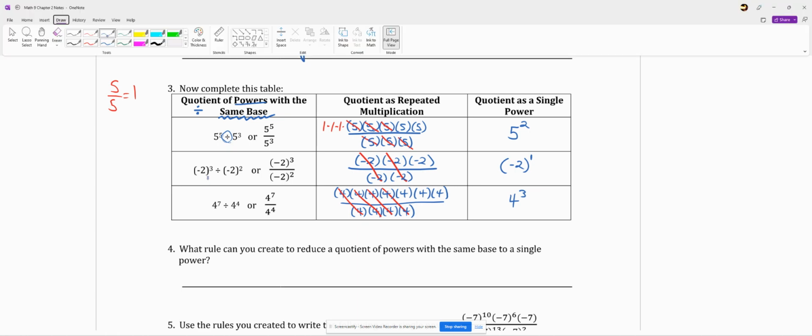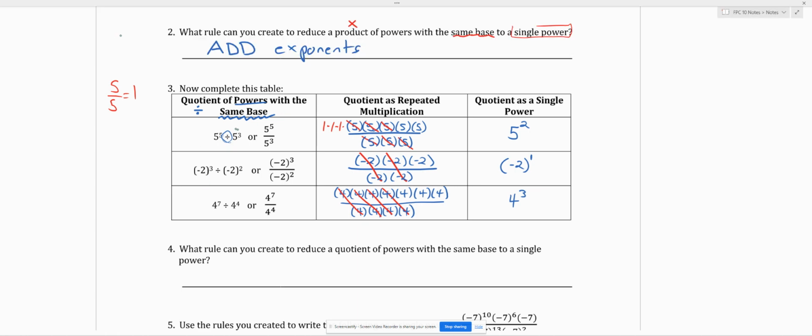All right, what was our pattern? Let's go to green maybe. Well, when I'm dividing, powers with the same base, what happens if I just subtract the exponents? If I take the 5 5s up top and subtract a 3 on the bottom, so I have 5 5, subtract 3, that's what's happening. I've canceled 3 5s. Here's what I did in red. So 5 minus 3 gives me 2.